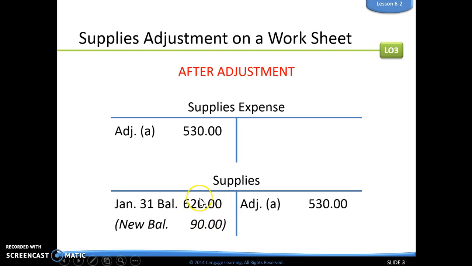To make that adjustment, we're going to look at what is recorded in that account, and then we're going to look at what that account should be. So it was 620, it should be 90. We're going to subtract those two numbers, and that tells us that we need to adjust that account by $530. We need to credit that account for $530. If we have a credit, remember we have to have a debit. So in this case, we're going to debit this expense account for supplies. It's an expense of doing business. So our supplies expense means we've used $530 worth of supplies.